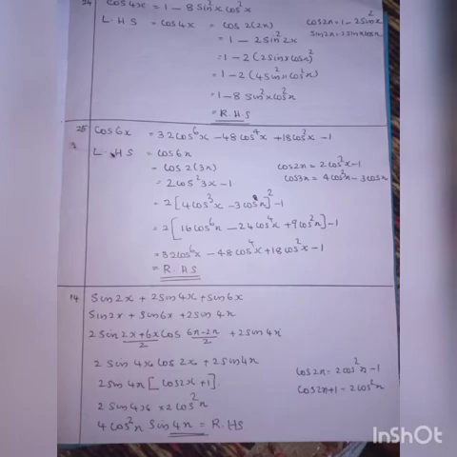Sin 2x plus sin 6x plus 2 sin 4x. First of all, we have to rearrange. 2 sin 4x in the middle, we have to write it as last. Now we have first term sin 2x and second term sin 6x. We can use which formula? Sin x plus sin y. Okay, so what is sin x plus sin y? 2 sin (x plus y) by 2 cos (x minus y) by 2.